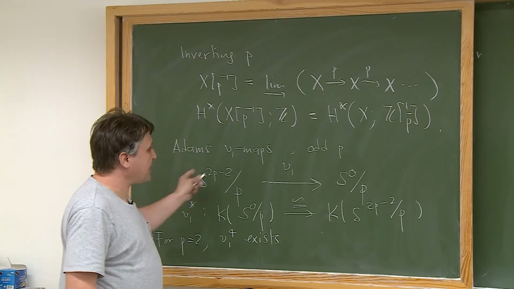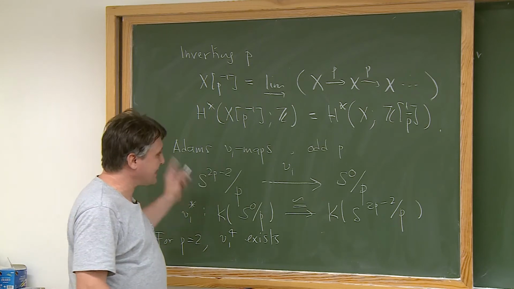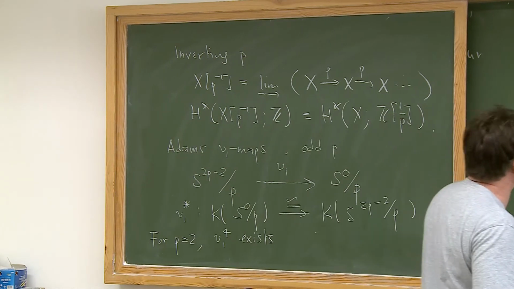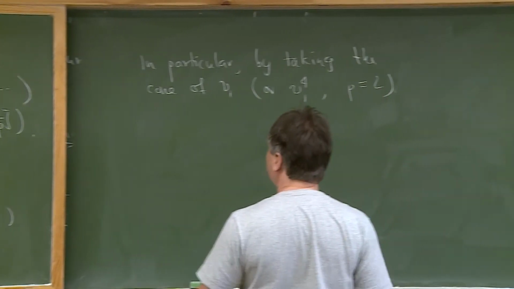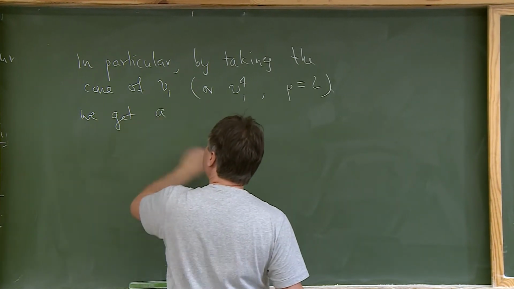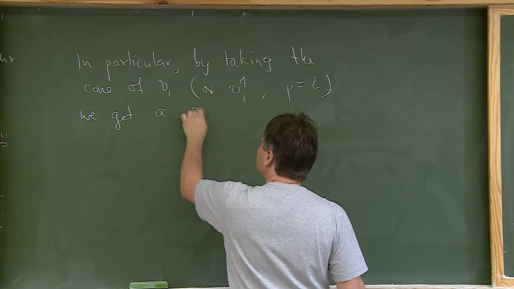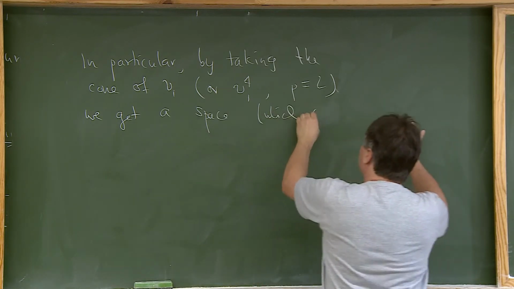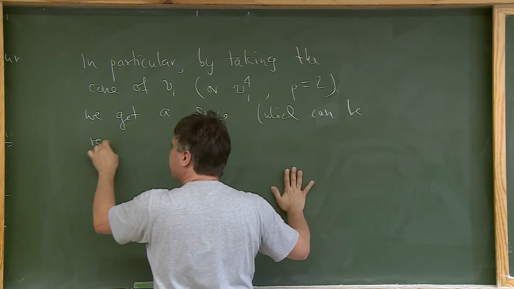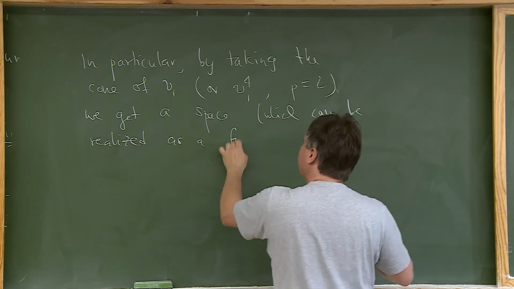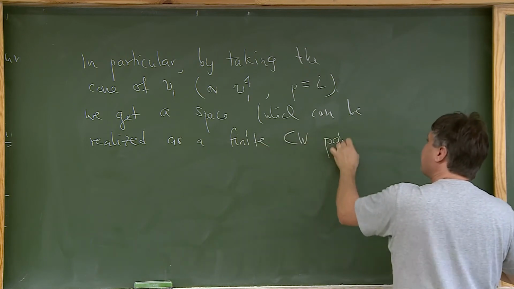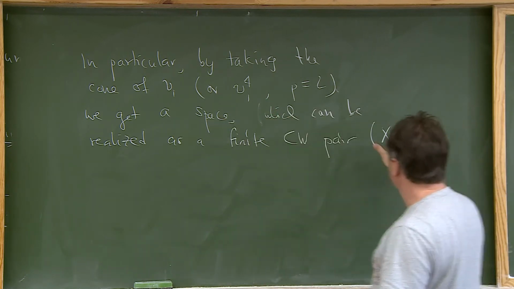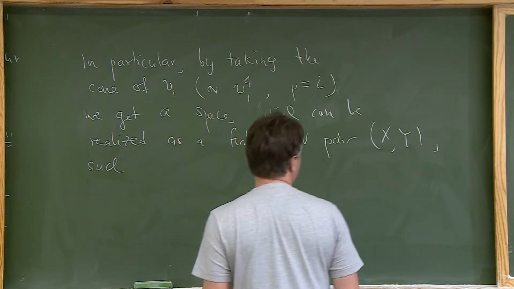If it existed, it would be a map from S2 to S0. Its fourth power exists as a map from S8 to S0, which behaves like the fourth powers of the other maps. So V1 itself doesn't exist for the prime 2. In particular, by taking the cofiber of V1, we get a space, well, a space, really a spectrum, but let's say which can be realized as a finite CW pair X, Y, or maybe I could collapse Y.